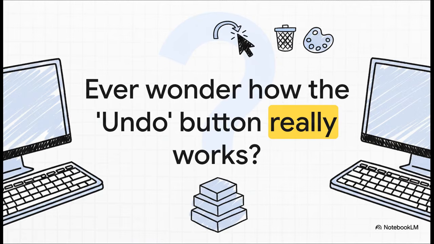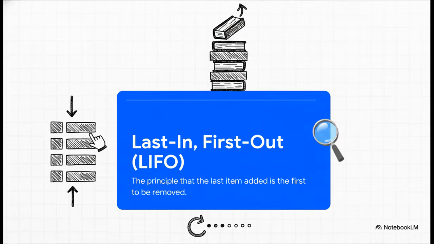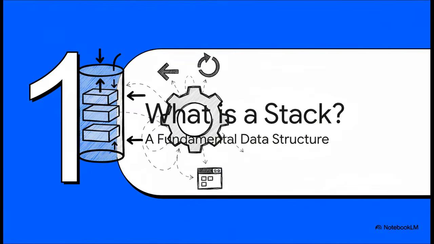Well, it's not magic, but it is a brilliant and surprisingly simple idea from the world of computer science. The secret sauce is this one simple rule: last in, first out, or LIFO for short. The idea is exactly what it sounds like. The very last thing you did is the very first thing that gets undone. It's the key to how we can backtrack through our mistakes one step at a time. So this really elegant last in, first out system, it has a name. It's called a stack. This is one of the most fundamental data structures in all of computing, and it's the quiet engine running behind so many features we use every single day.